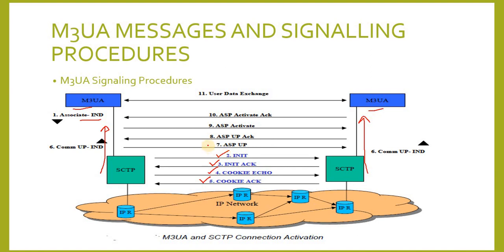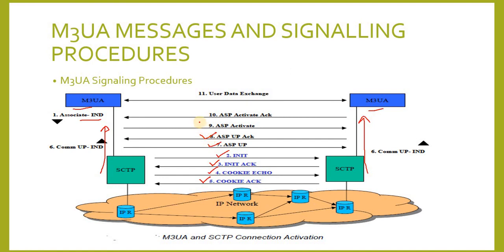7. The M3UA layer sends an ASP Up protocol message towards its peer M3UA layer to indicate that it is ready to receive any messages from the peer. This message is a state maintenance message. 8. The receiving M3UA layer responds with an ASP Up ACK protocol message. It is used to acknowledge the receipt of the ASP Up protocol message. This message is a state maintenance message.